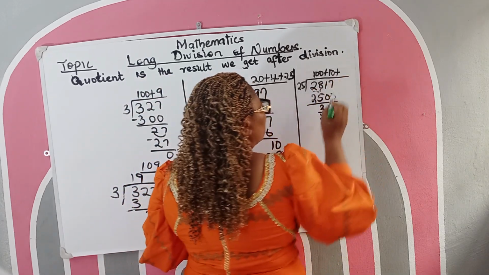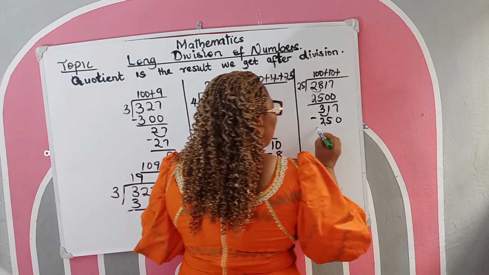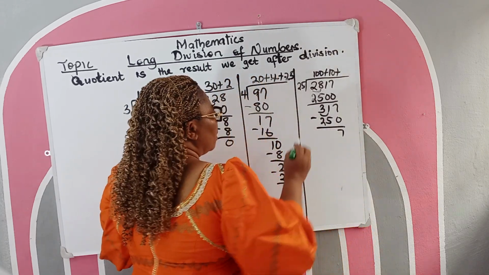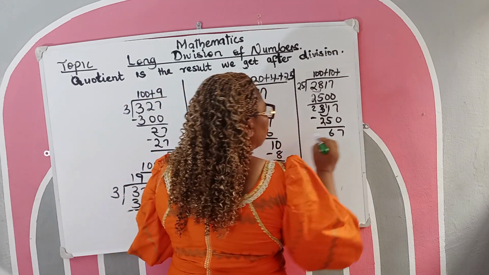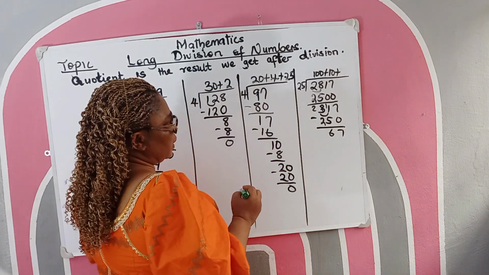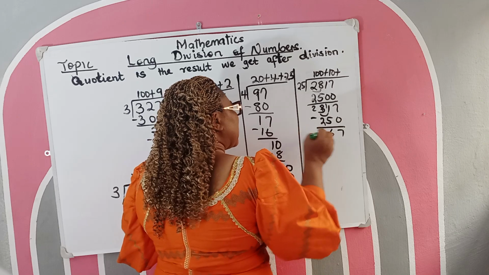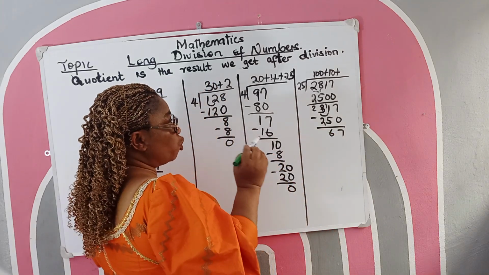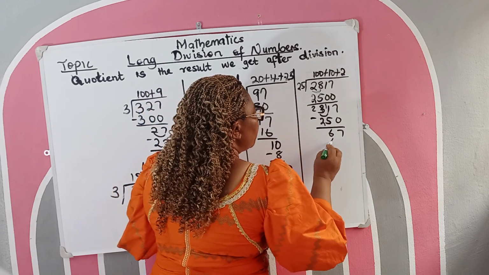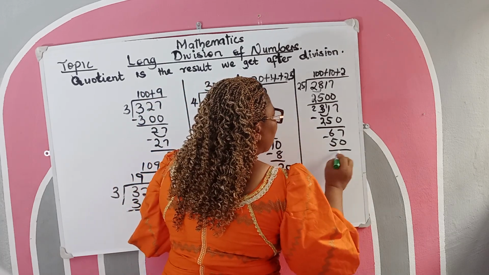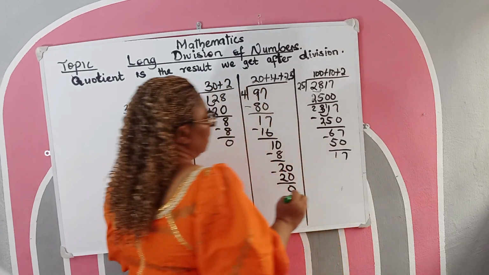And add plus. When I subtract, borrow 1 here, put here. And I will have 6. Okay? 67. How many 25s can I get in 67? I have 2. So I write 2. 25 times 2, I have 50. When I subtract, I have 17.